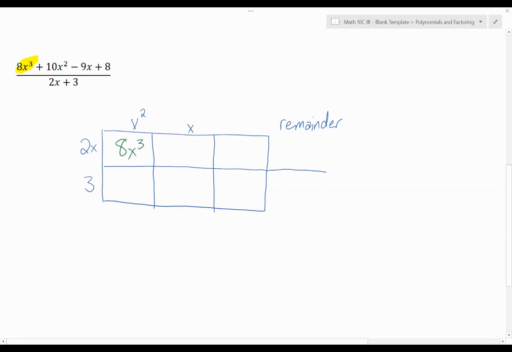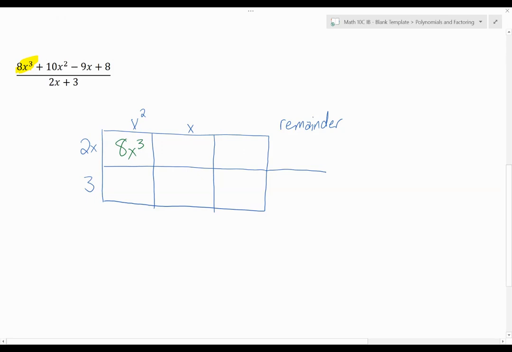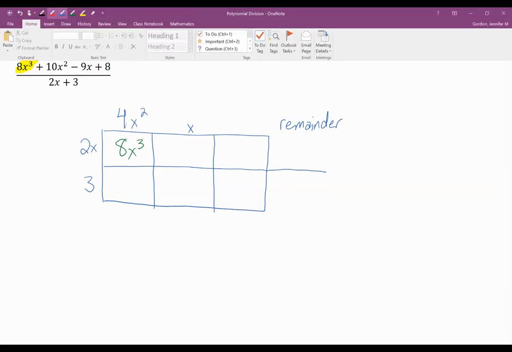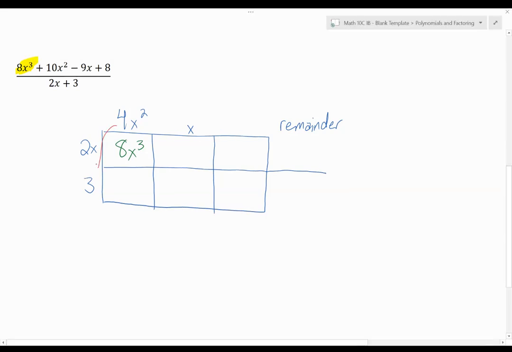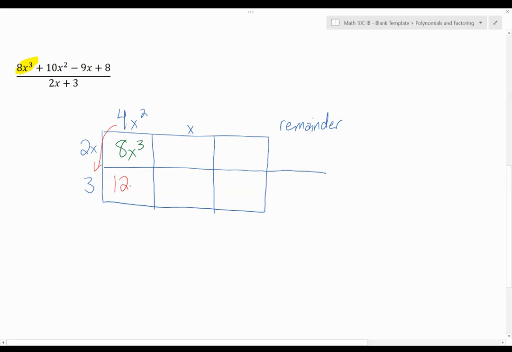And what I'm now going to do is I'm going to divide. So remember, the steps of my division algorithm are to divide first, then multiply, then subtract. So I'm going to take my 8x cubed and divide it by 2x. And what I get is 4x squared. So 8x cubed divided by 2x is 4x squared. Now I'm going to multiply that 4x times 3. When I multiply 4x times 3, I get 12x squared.